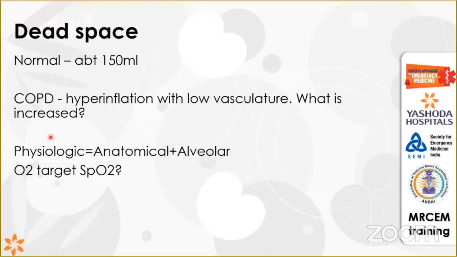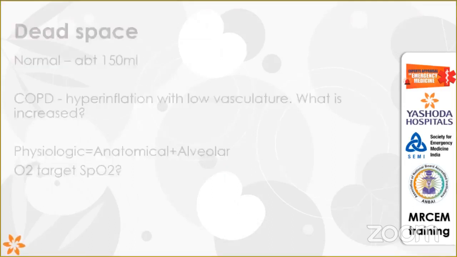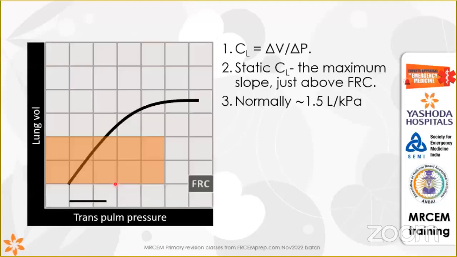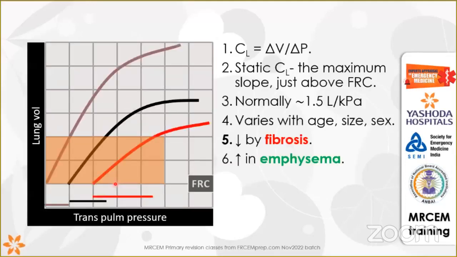So in case of fibrosis, what happens? It is not going to expand easily. Whereas in emphysema, there is loss of structure, so it is easier to stretch. This black line is the normal. To increase 2 boxes of volume, it is taking 1.5 boxes of change in the pressure. But in emphysema, to increase these 2 boxes of volume, only 1 box of pressure change is required.